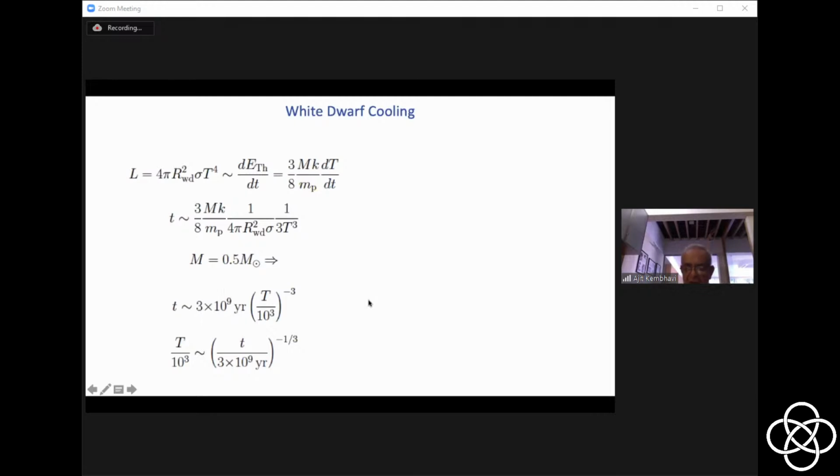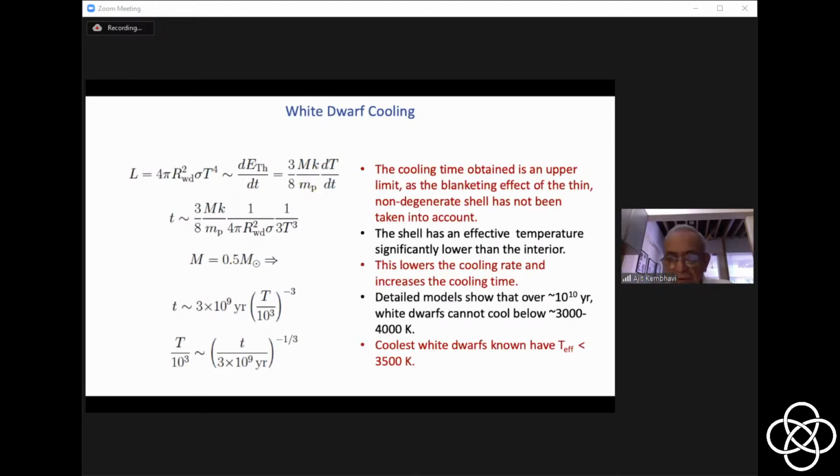So what does this tell you? That the cooling time for white dwarfs is very, very long. Because please remember that this is an upper limit. This is the upper limit at which the radiation is emitted, because you have not taken into account the slowing down of the radiation because of the blanket.